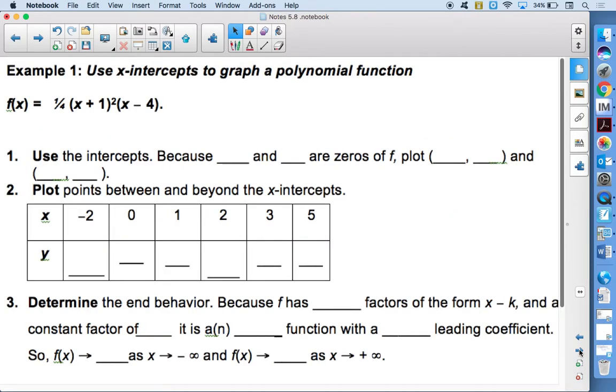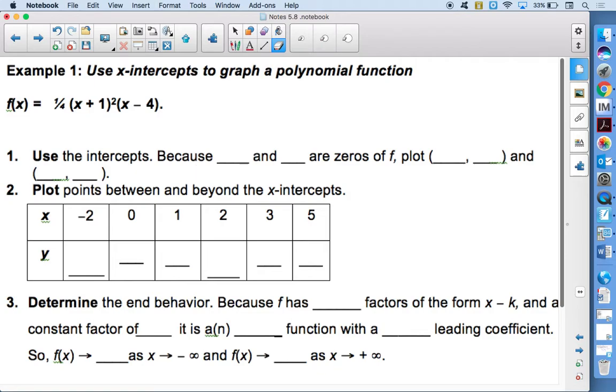So underneath, we're going to look at our first graph here. It says use x-intercepts to graph the polynomial function. So our function has 1/4 times (x plus 1) quantity squared. That means there are really 2 of them sitting there, but we don't write it as separate, we keep it together. And then times (negative x minus 4). So use intercepts. What are the intercepts of the problem? So it's in factored form. What would the intercepts of the problem be? Right, -1 and 4. Yeah, they would be -1 and +4.